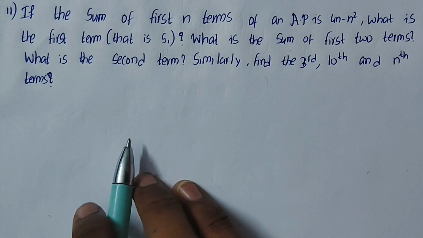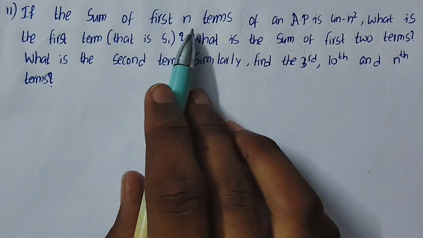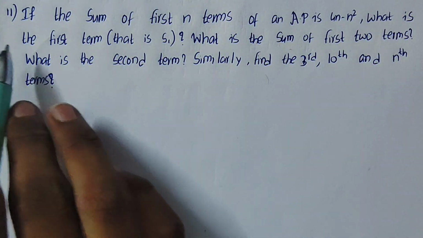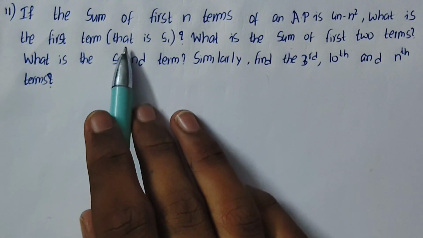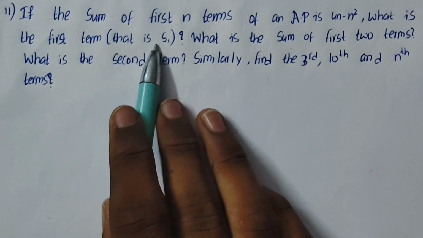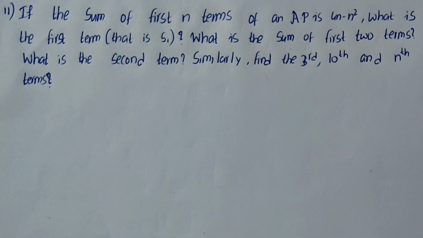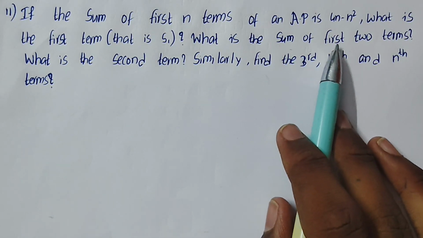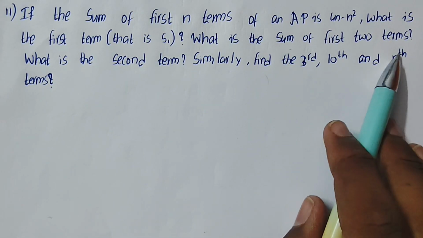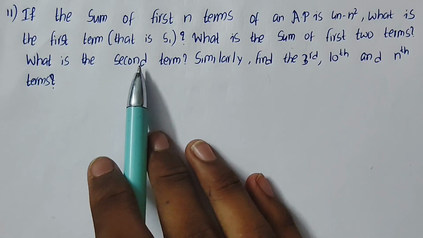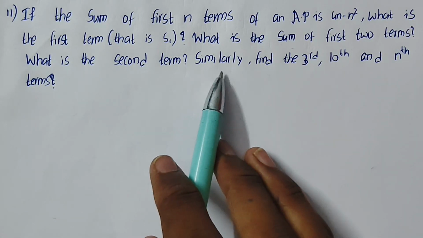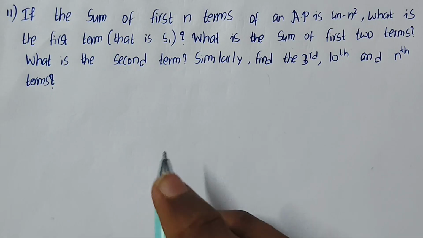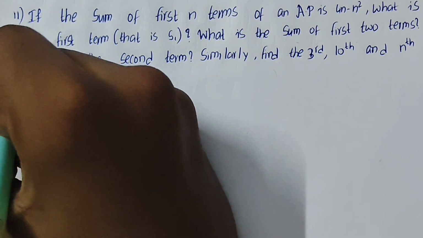So here the given 11th question is, if the sum of first n terms of an AP is 4n minus n square, what is the first term? He said the first term is equal to S1, and he asked what is the sum of first two terms and also asked what is the second term. Similarly, he asked to find out the values of third term, 10th term and the nth term. So let us solve it.